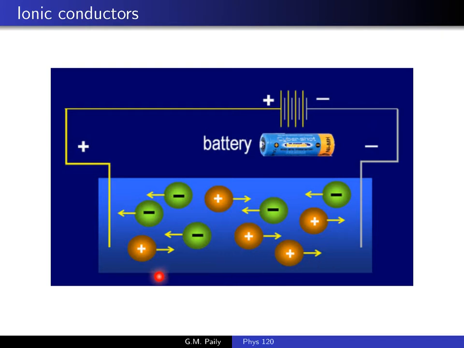And so, as a current flows in the water, we see that there are actually two movements. The negative ions move one way and the positive ions move the other way. This behavior of ionic conductors is in contrast to the behavior in metallic conductors, where only the electrons were moving and the positive ions that were part of the lattice stayed in place.